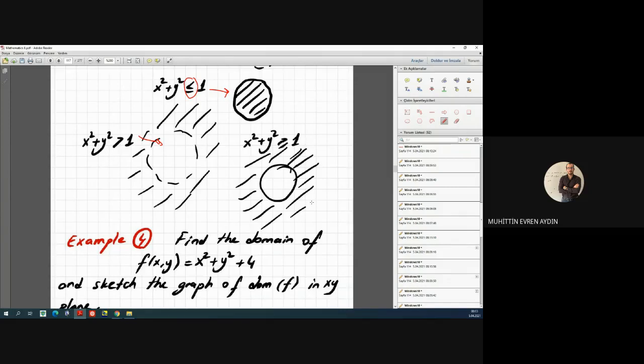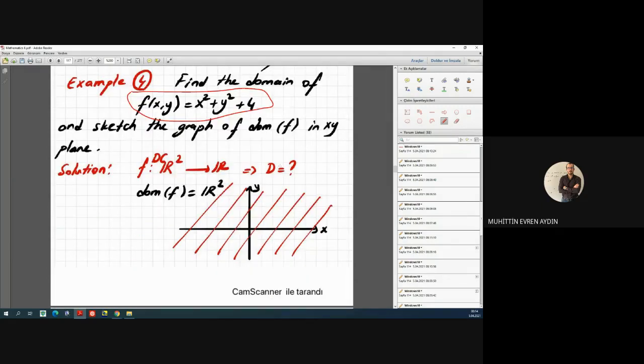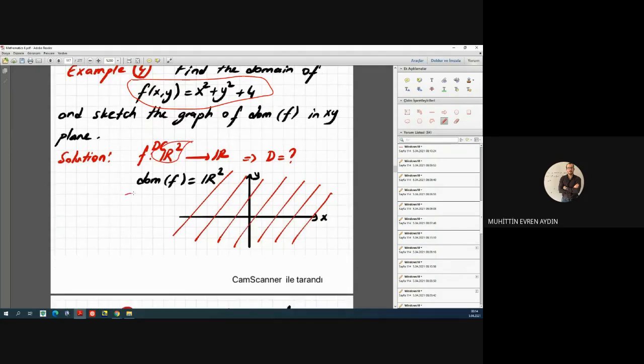Okay, another example. We have a polynomial. As you know, polynomials are defined on all points of the entire xy plane. That's why our solution is R2 itself, as we wrote.